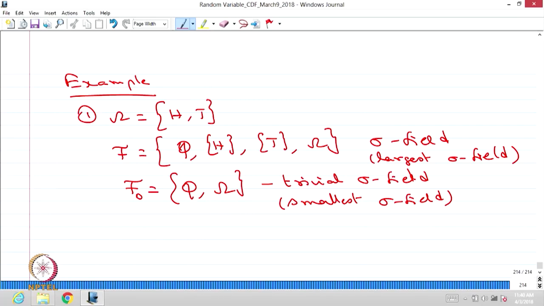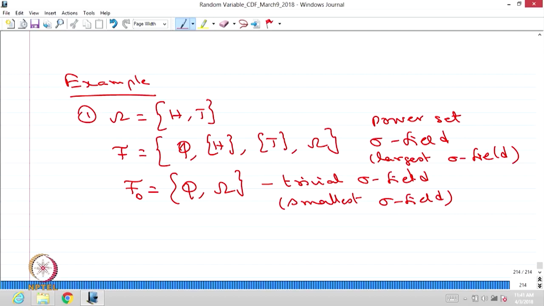Since omega consists of two elements, if you go for 2 power 2, that is 4, the number of elements in the sigma field F is exactly 4. Therefore, this is the power set also. This is a power set, which is the largest sigma field.